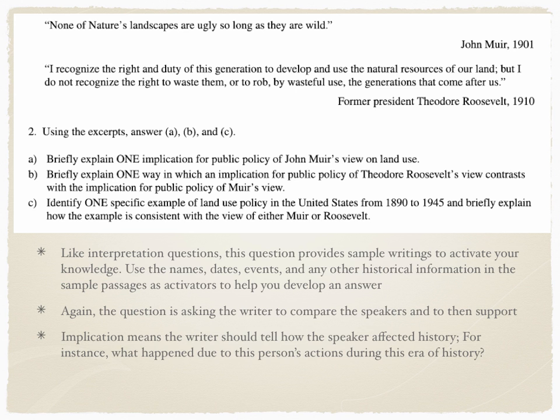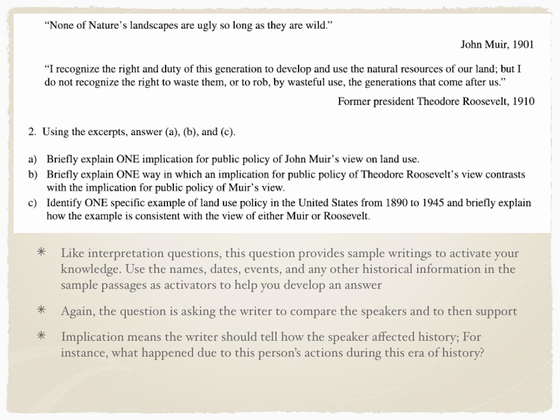We have two speakers, John Muir and Theodore Roosevelt. And underneath the actual question, you will see your ABC. In part A, again, we're going to explain an implication for public policy of John Muir's view on land use. In other words, we're going to take John Muir's words and put them back in that era of history, and find out or talk about what happened as a result.